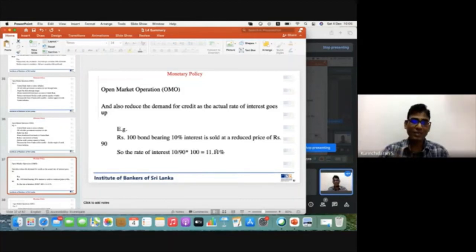So that's what always happens during this OMO. There should be indicative rates. The central bank normally gives some kind of indication: okay, this is the expected rate. So when the bank's primary dealers quote a rate, they will quote around that rate.